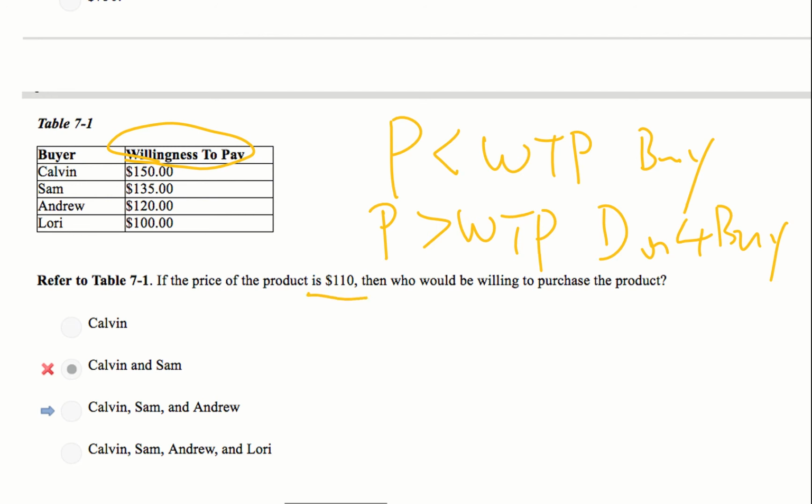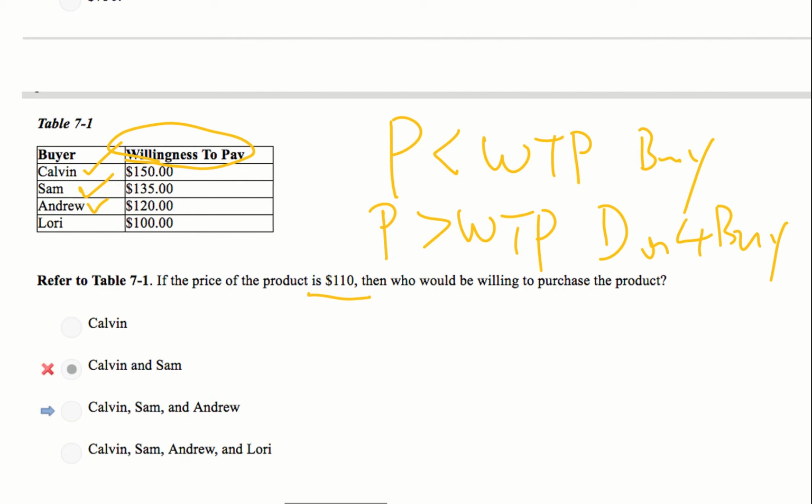So when the price is 110, Kelvin will buy it because his WTP is 150. So Kelvin is willing to pay $150, but the price is only $110, so it's pretty cheap. He will buy it. Sam will buy it too because he's willing to pay $135 and the price is only $110. Andrew will buy this as well. Again, he's willing to pay $120. So that's his maximum, and the price is only $110, so it's below his WTP, so he'll buy this good.